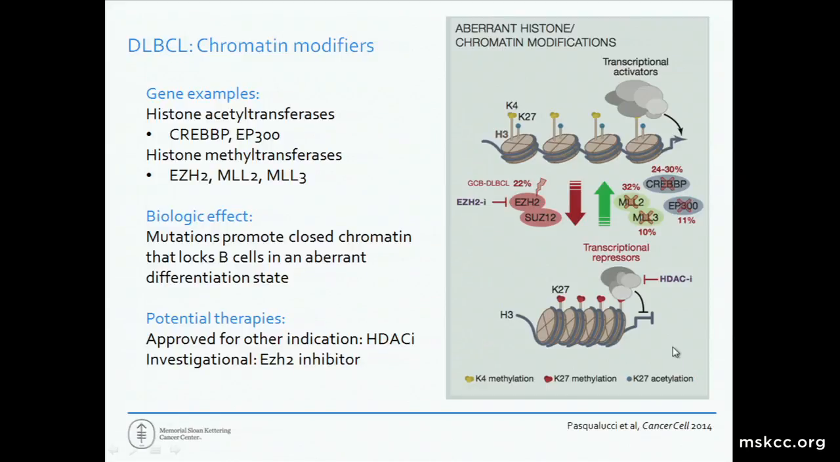And that has been shown to lock B cells in this aberrant differentiation state where they can't exit from the germinal center, as well as silence tumor suppressors. So when you think about potential ways to target these pathways, we have been using histone deacetylase inhibitors for many years in lymphoma, and it might be possible to then find patients with these alterations and use those.